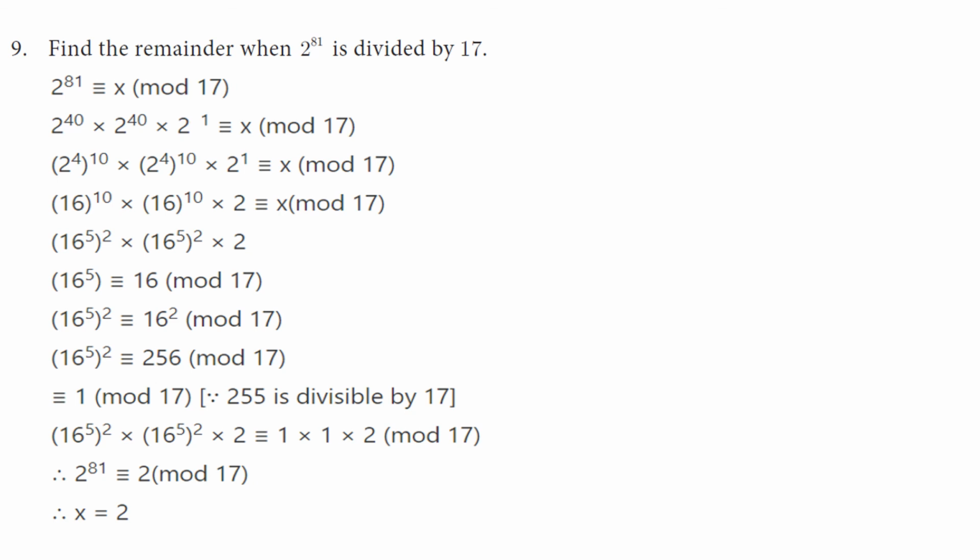16 squared is 256. 256 mod 17 is congruent to 1 mod 17, because 255 is divisible by 17, therefore the remainder is 1. Therefore our answer is 16 to the power 5 whole squared into 16 to the power 5 whole squared into 2, which equals 1 into 2, that is 2. Therefore 2 to the power 81 is congruent to 2 mod 17, so x equals 2.